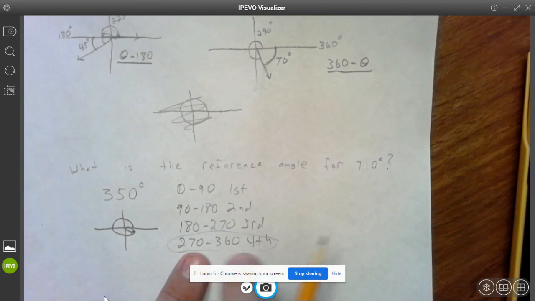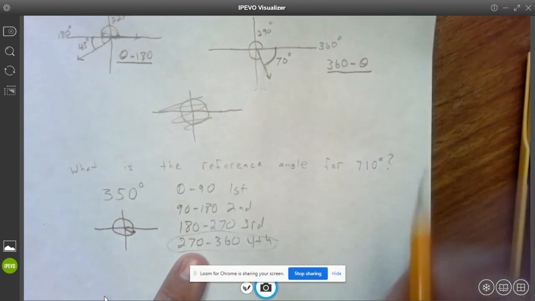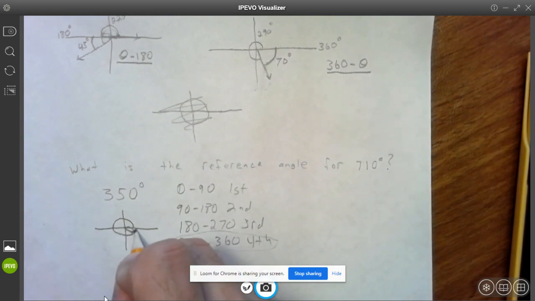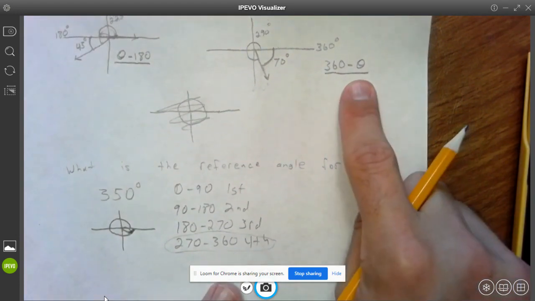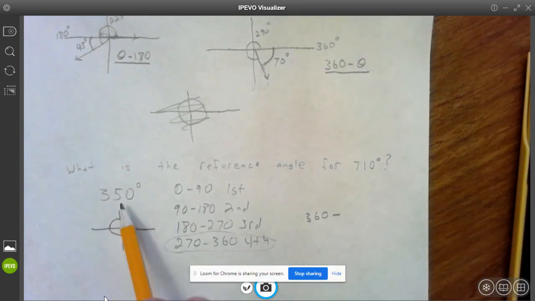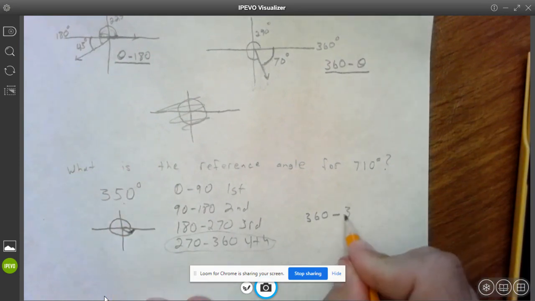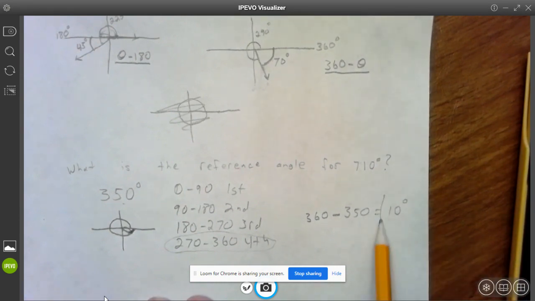That tells us we need to use this formula to find our reference angle. All we're interested in is the remaining space between where the angle stopped and the x-axis. The little formula tells us to do 360 minus whatever the angle is. So 360 minus 350 is just a little 10-degree angle. 10 degrees will be our reference angle for 350, or for 710.